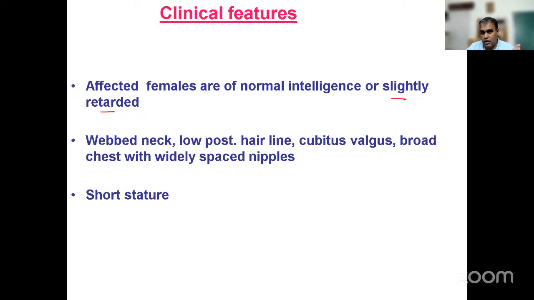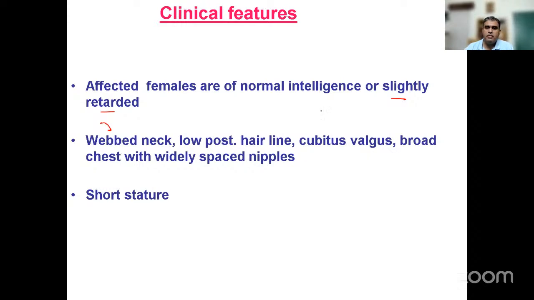But yeah, important features, webbed neck. So in the neck, you might see the webbing on the sides of the neck. Low posterior hairline, cubitus valgus. Cubitus valgus and cubitus varus are part of the elbow. Cubitus valgus means that the elbow is more tilted inside, and varus means more tilted outside, like we have genu valgum and genu varum for the knees. Similarly, we have cubitus. Remember cubital fossa, right? That is in front of the elbow.